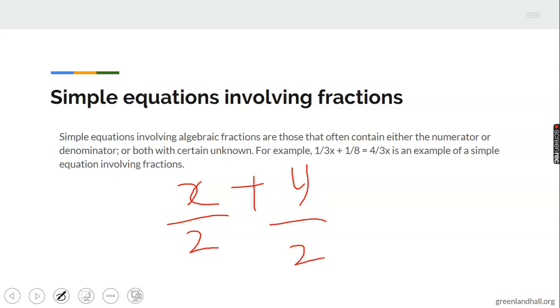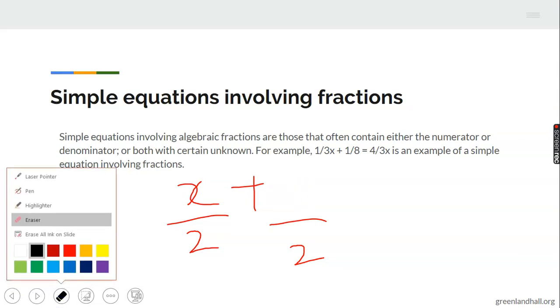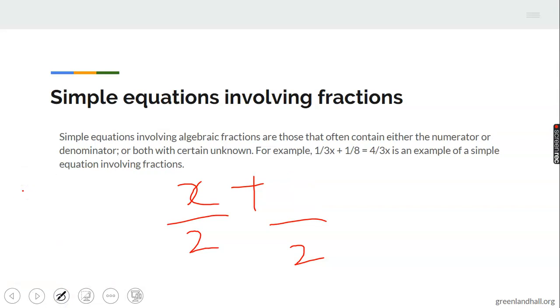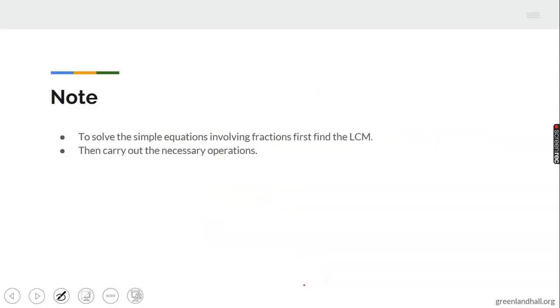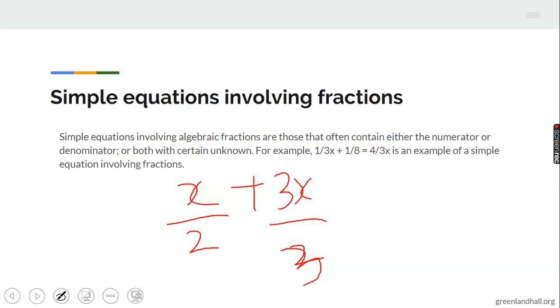For example, if you have x over 2 plus y over 2, sorry, this is not a simple equation because it involves two unknowns. This should be, let me say, 3x over 3. For example, this is just an example. So this is an example of a simple equation with what? With fraction. Now, how do we now solve them?